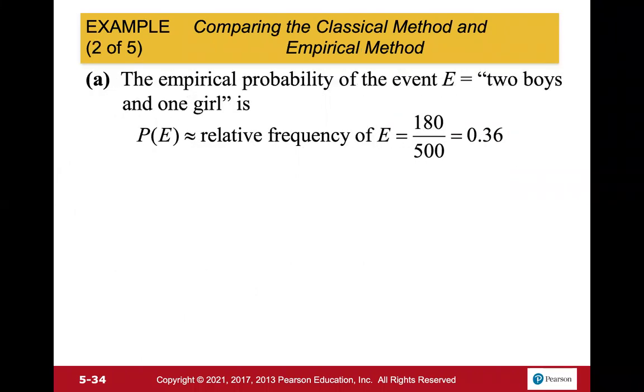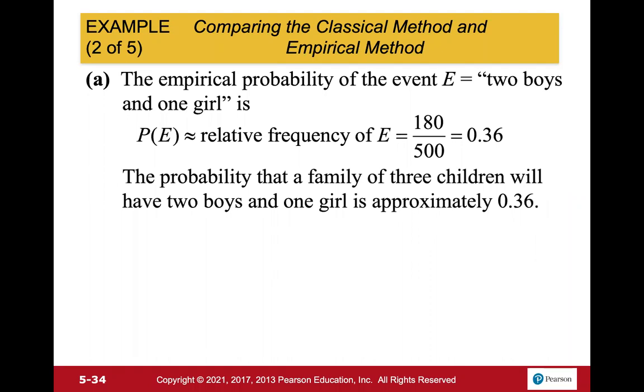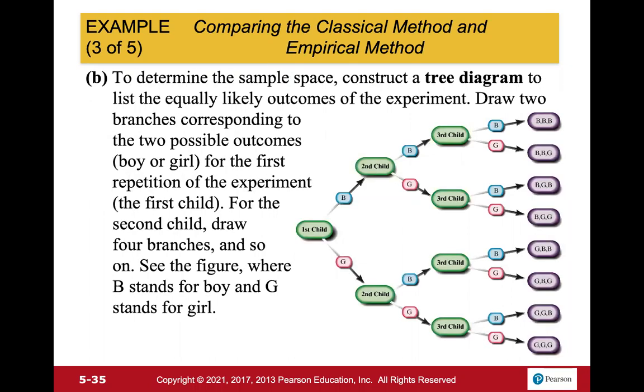So relative frequency, we have 180 divided by 500, and that gave us 0.36. So the probability that a family of 3 children will have 2 boys and 1 girl is approximately 0.36. For part B, they listed all the different possibilities for the first child. They went out and did the second child, then the third child from there. And they did something similar to what we did. We didn't have it this super fancy, but we did have something that mimicked this slightly.